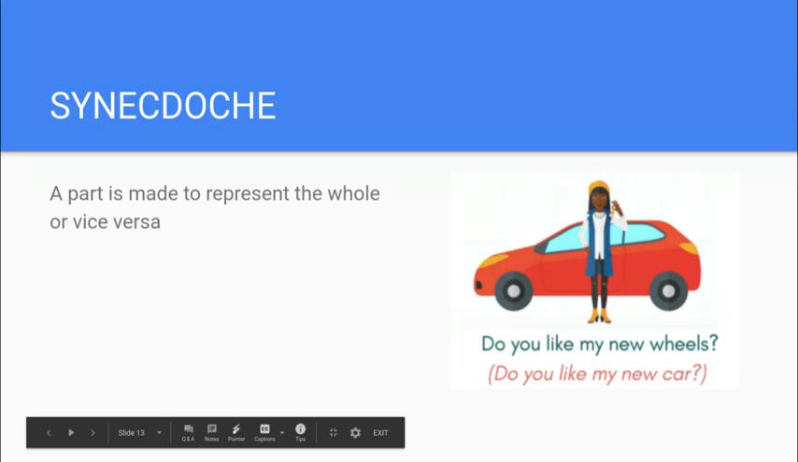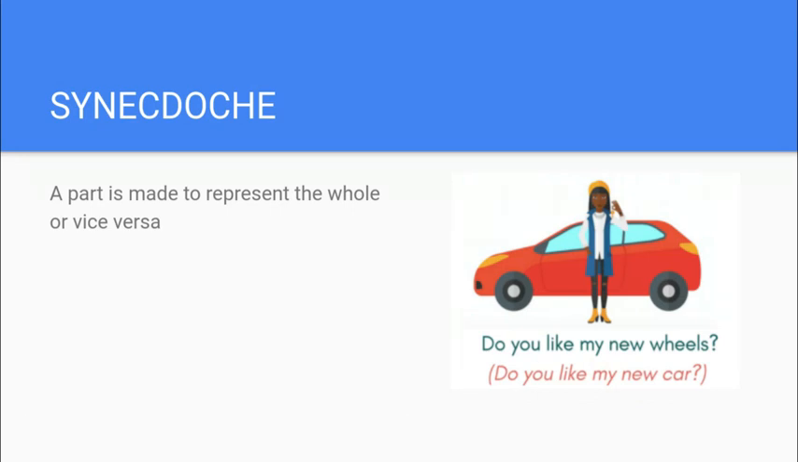This is a tough one to pronounce. Synecdoche. Okay, that is when a part is made to represent the whole. So in this case, do you like my new wheels? She's not really referring to just the wheel. She's not like, oh, wow, look what's inside my tire. That's not what she's bragging on, right? She's bragging she just got this new car.